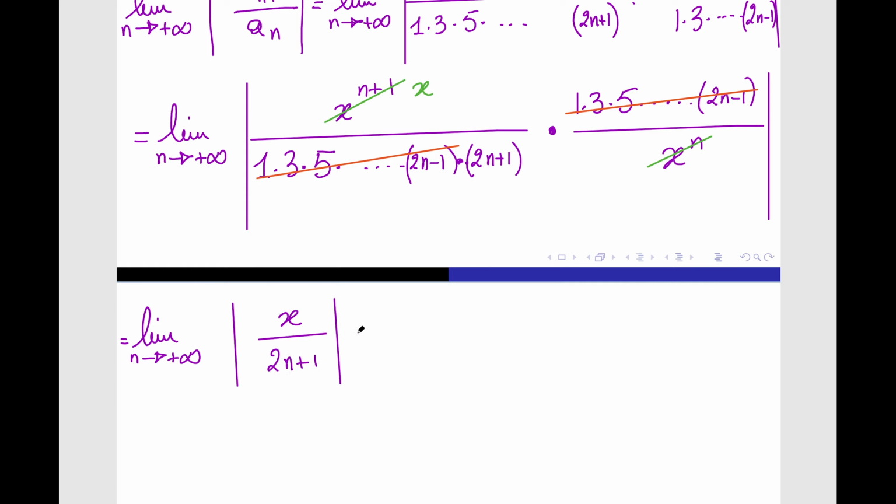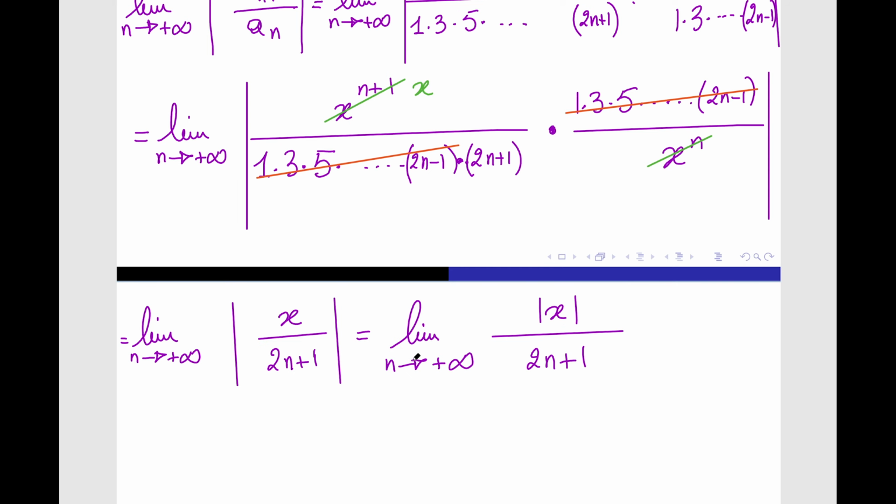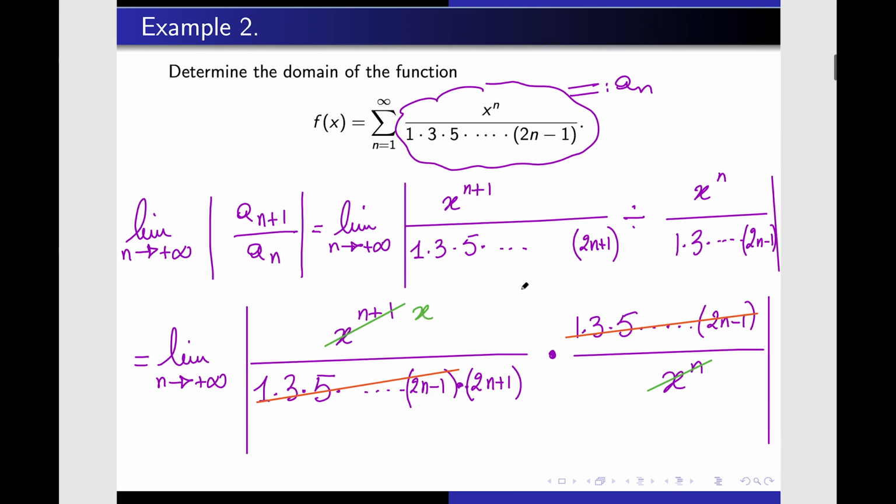Correct? But 2n plus 1 is positive, so this is the same as the limit as n goes to infinity of the absolute value of x divided by 2n plus 1. And what is this? Let's isolate the case when x is 0. When x is 0, we know that the series is going to converge, right? The sum is actually 0 when x is 0.